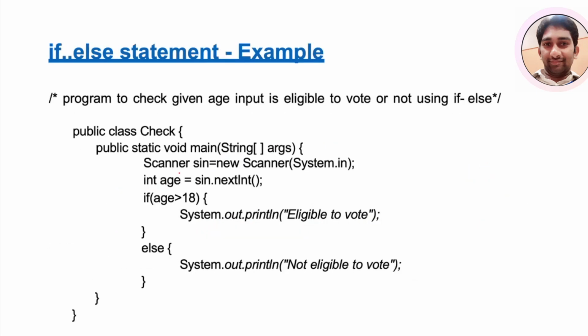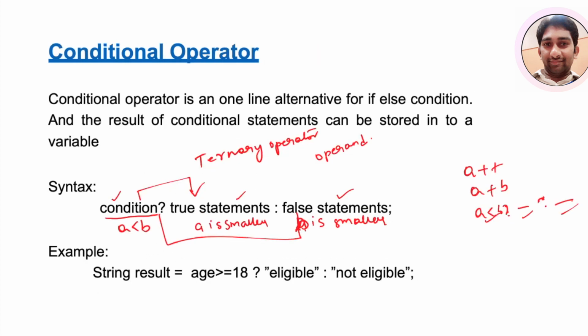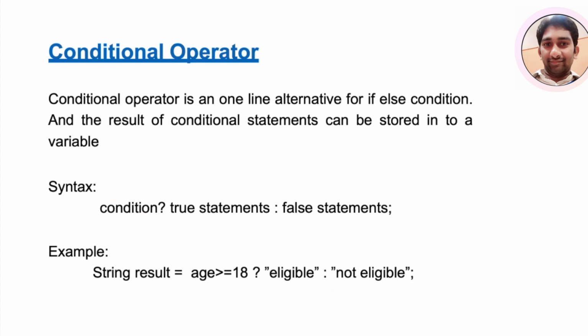So whatever we wrote in the previous program, in this program we can rewrite it like: result is equal to age greater than or equal to 18. In this case, if this is true, then I will print eligible. If it is not true, then I will print not eligible. That is how we can also simply create a conditional statement. So that covers the simple if and if else statements.